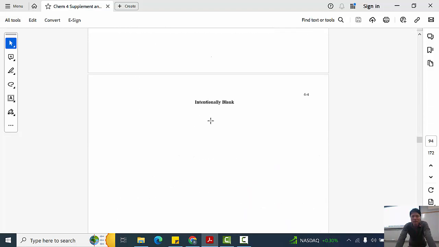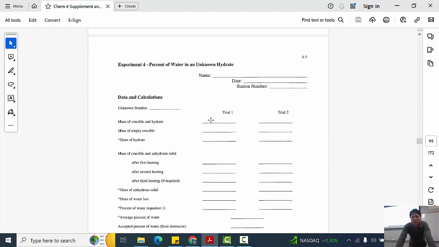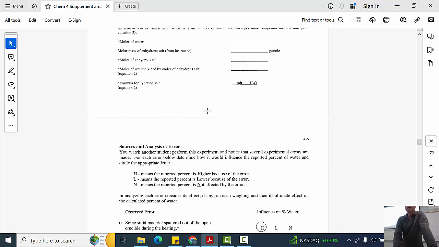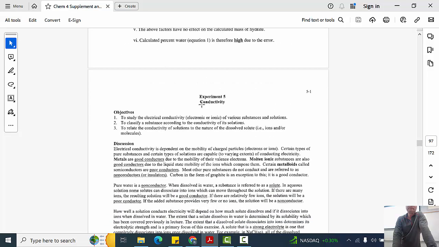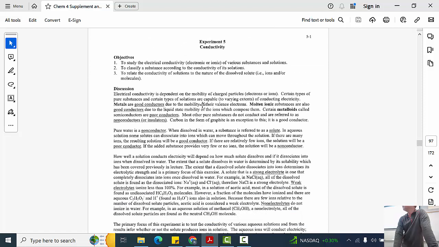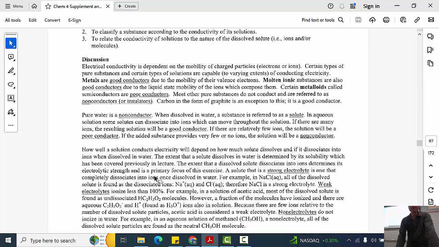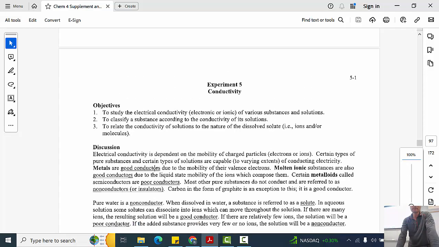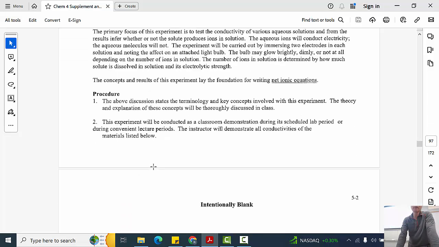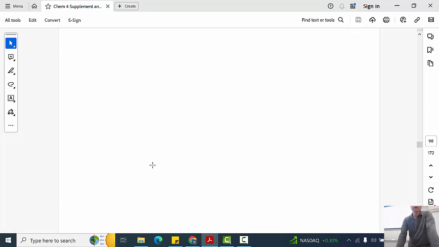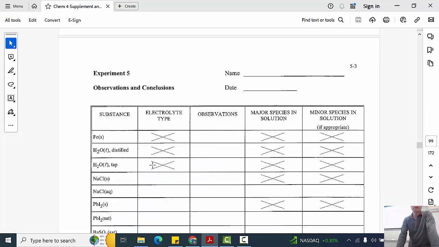I'd like to do it, but there are too many experiments to do. Not enough time. So we're going to do this one, experiment 5, which deals with conductivity. We'll talk about conductivity too in detail.